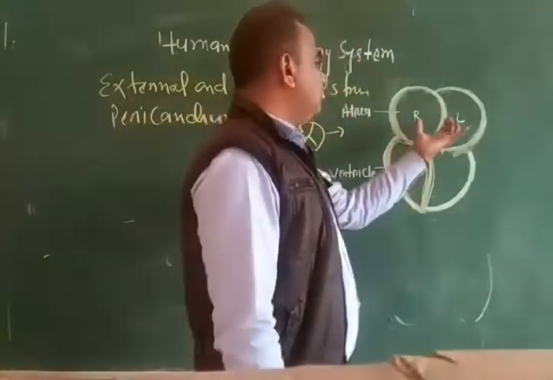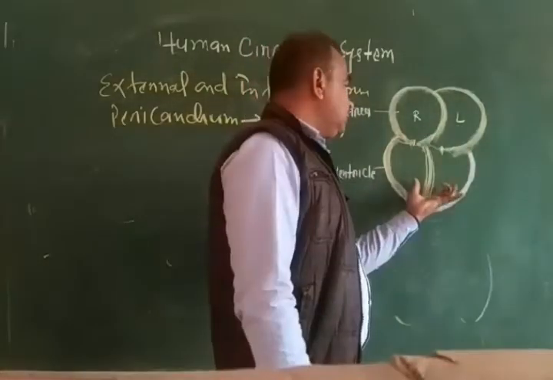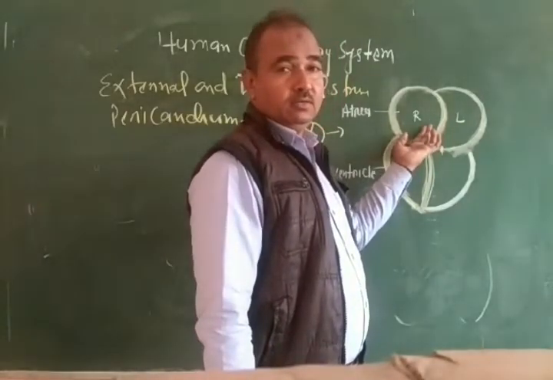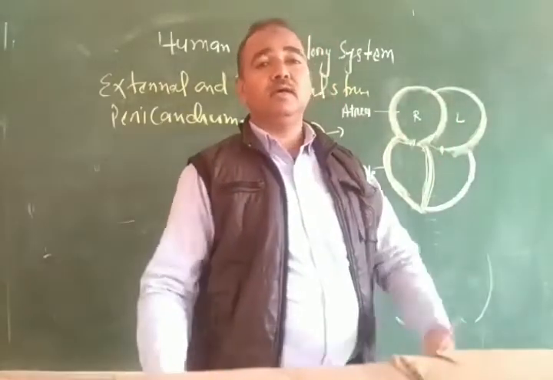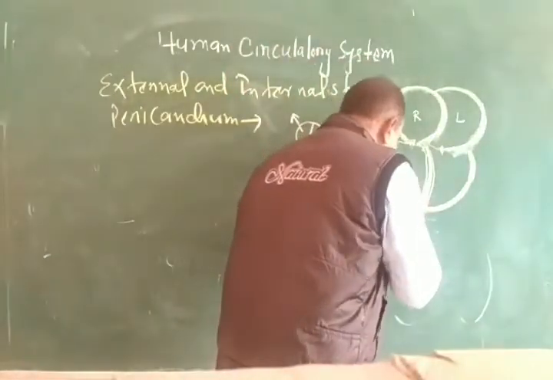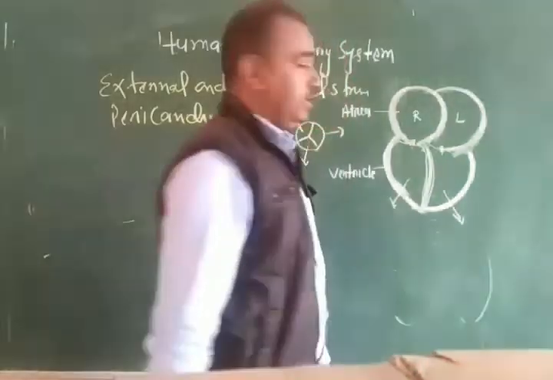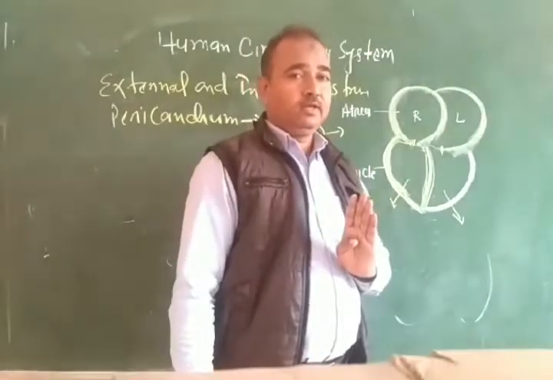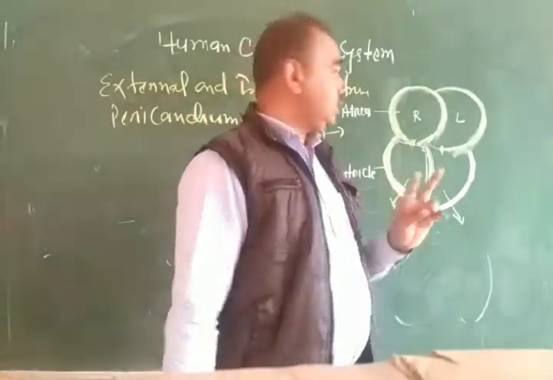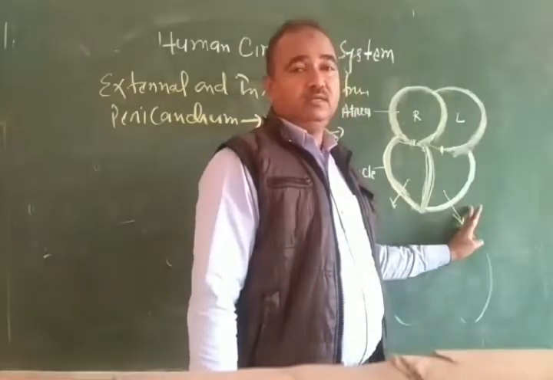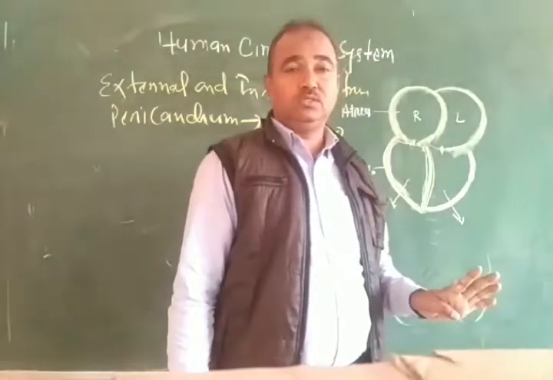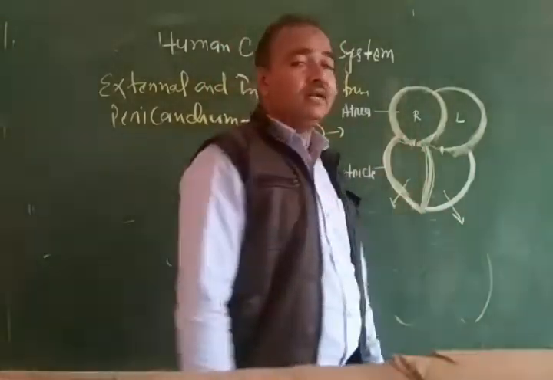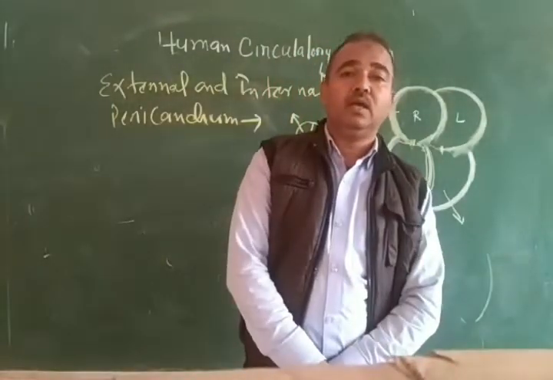Besides this, there are two openings. This is the receiving chamber and this is the pumping chamber. It receives blood, either pure or impure, and it pumps blood, either pure or impure. First of all, the two chambers situated on the left-hand side contain pure blood, and the two chambers on the right-hand side contain impure blood.